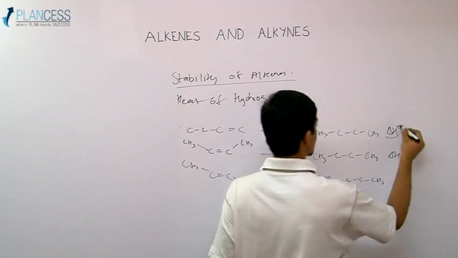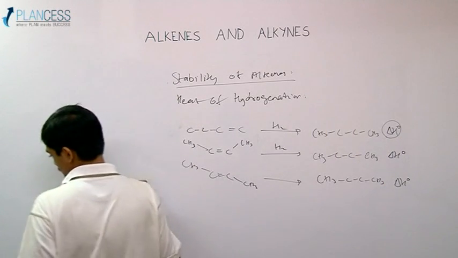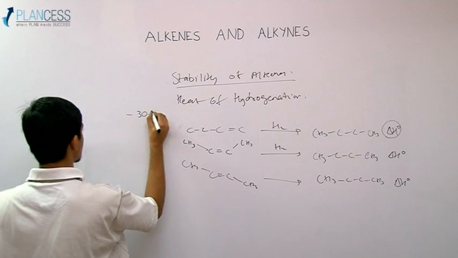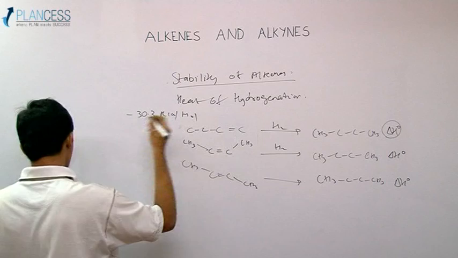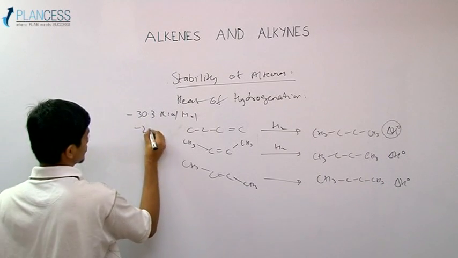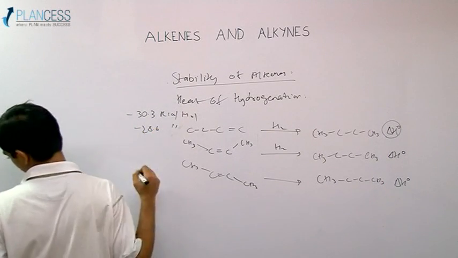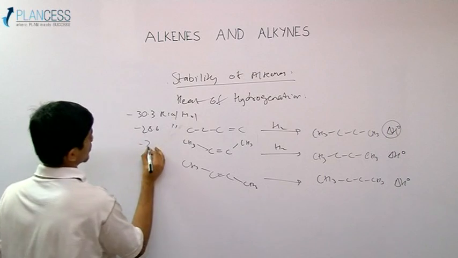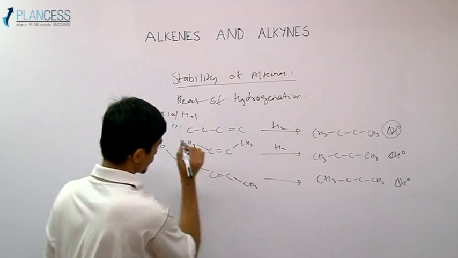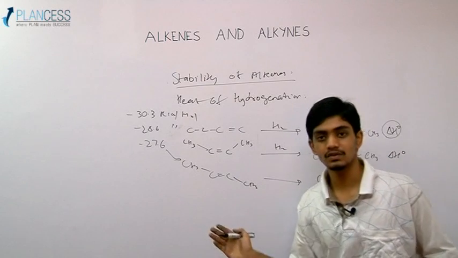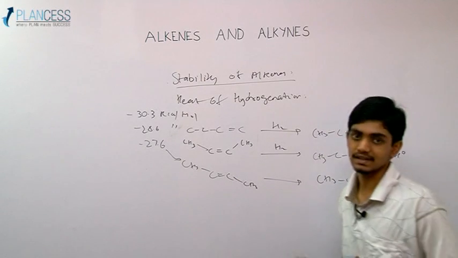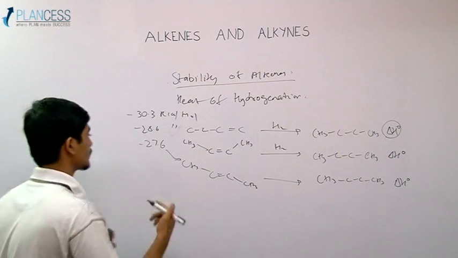It is observed that the delta H naught value for this is minus 30.3 kilocalories per mole. For the cis alkene it is minus 28.6, same thing, kilocalories per mole, and for this it is minus 27.6, that is for the trans one. So that means the lesser the heat of hydrogenation, the more stable the alkene is. What is the heat of hydrogenation?